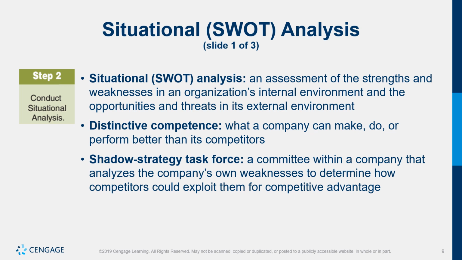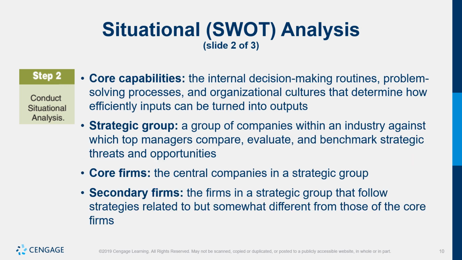Distinctive competence is what a company can make, do, or perform better than its competitors. A shadow strategy task force is a committee within a company that analyzes the company's own weaknesses to determine how competitors could exploit them for a competitive advantage. A company's distinctive competencies are sustained by superior core capabilities.